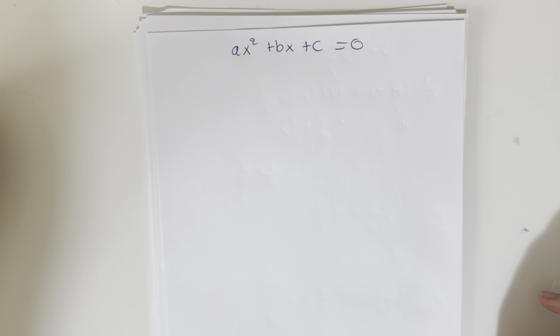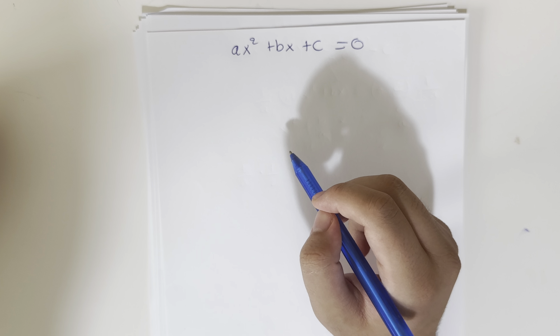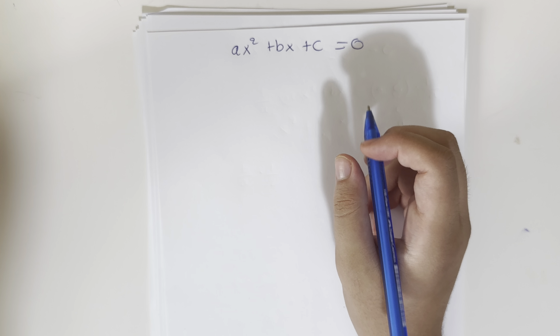In today's video, I will be deriving the quadratic formula, which is essentially solving for x in the equation ax squared plus bx plus c is equal to 0, where a, b, and c are constants. So let's go ahead and start.